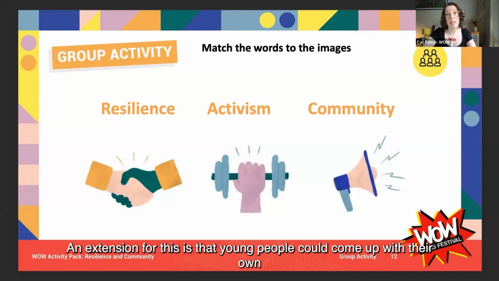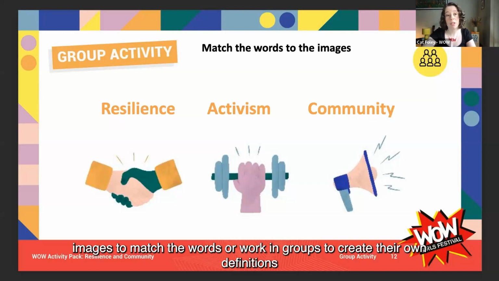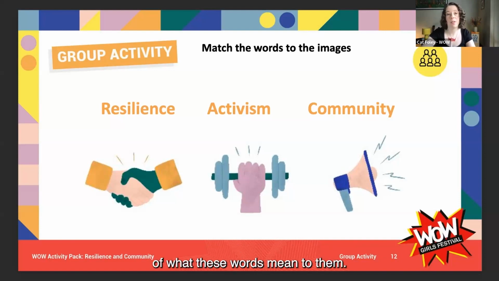An extension for this is that young people could actually come up with their own images to match these words, or they could work in groups to create their own definitions of these words and what they mean to them.